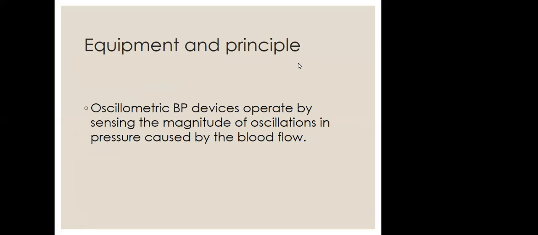The equipment used for non-invasive blood pressure is the oscillometric blood pressure device. It operates by sensing the magnitude of the oscillation in the pressure caused by the blood flow. The cuff is inflated by the pump high enough to occlude the arterial flow of the limb where the BP bladder is placed, and it is released gradually, typically approximately 2 to 4 millimeters of mercury per second.